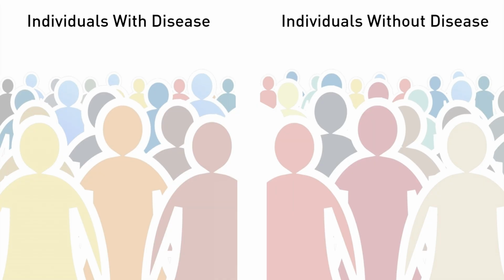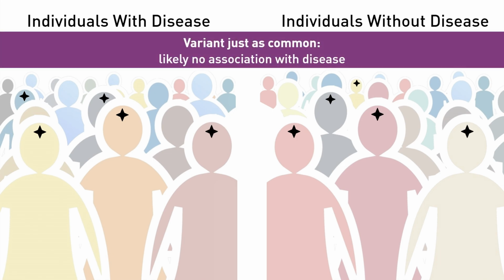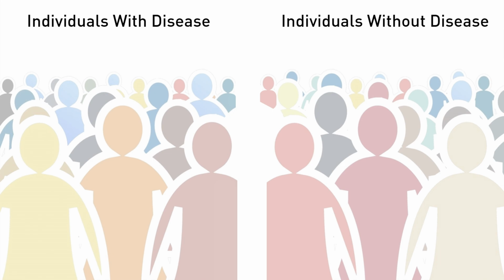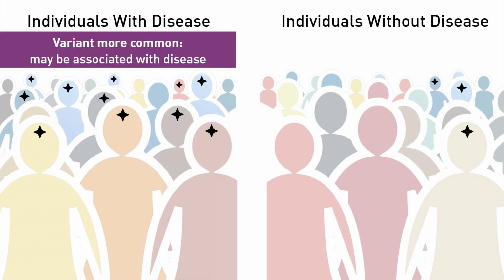If a given variant is just as common in both groups, it likely has no association with the disease. However, if a variant is more common in the group with heart disease, it may be associated with the disease. Researchers perform statistical tests to identify associations like this.